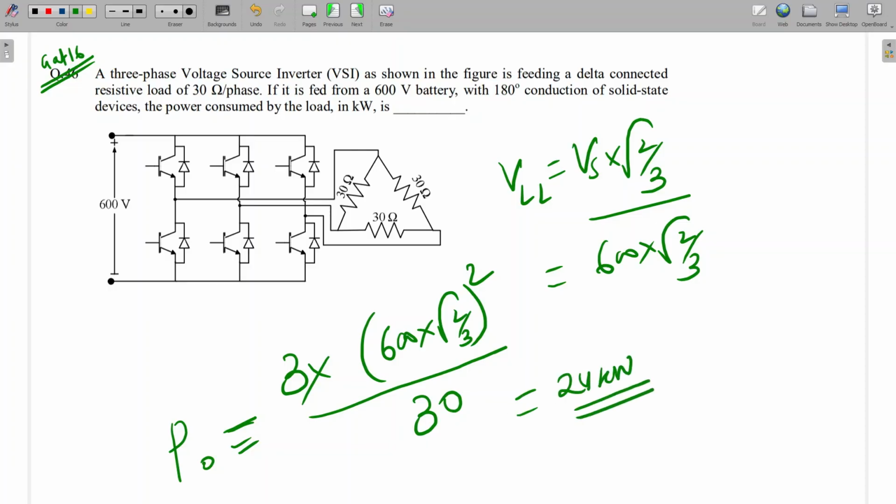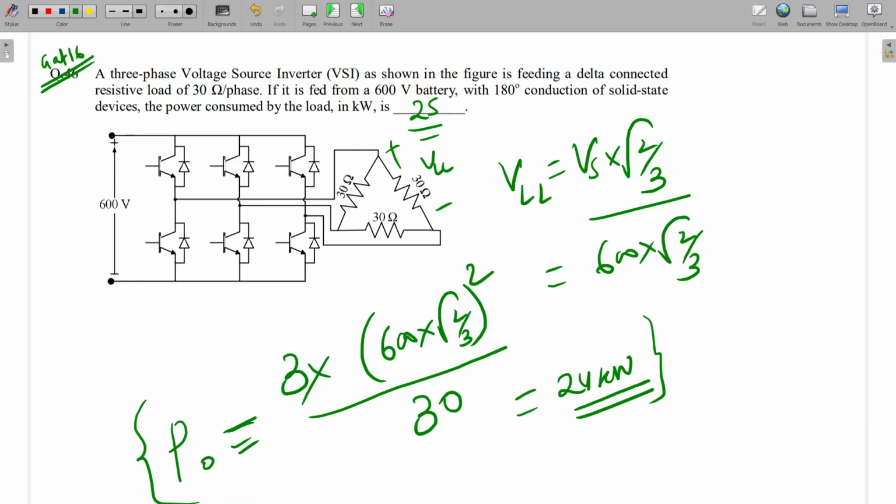Yes, sir. 24,000. Okay, so this will be 20. Like this only, someone asked what will be the value in this case. See, the load is delta, but whatever voltage we are getting here will be the line to line voltage. So per phase will be V square by R. Three phase means 3 into V square by R, where V is line to line, because here we are getting the line to line voltage. So 3 into V line to line whole square by R will be the power of the load. Is it clear?